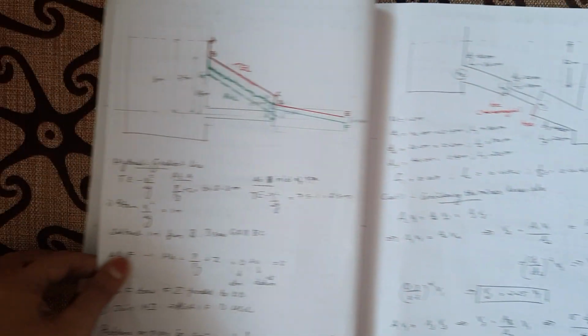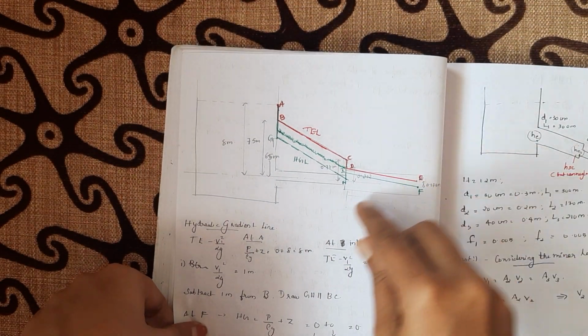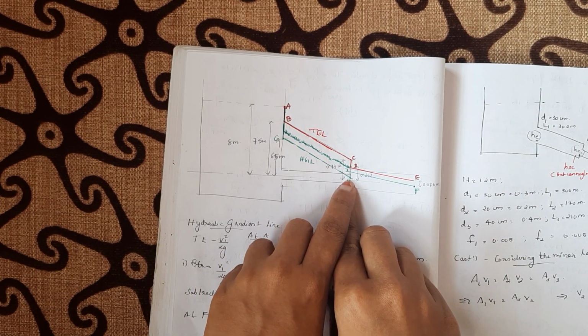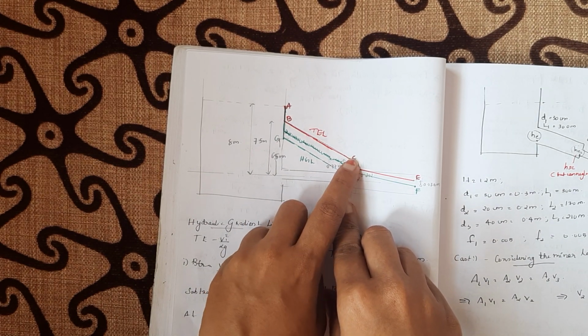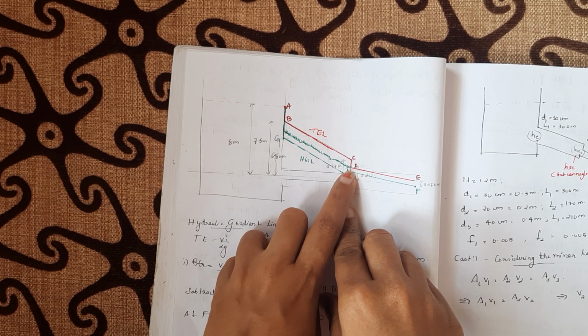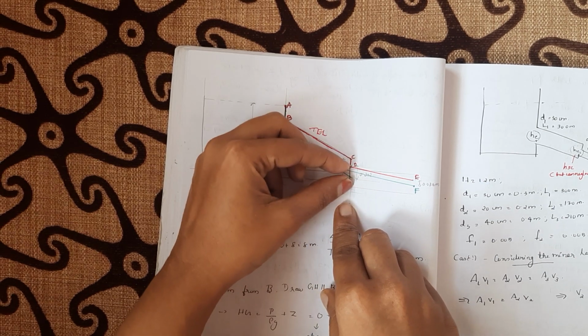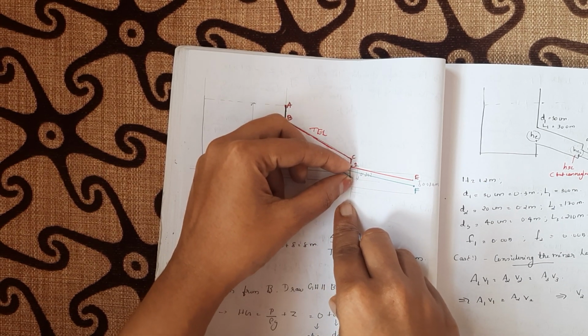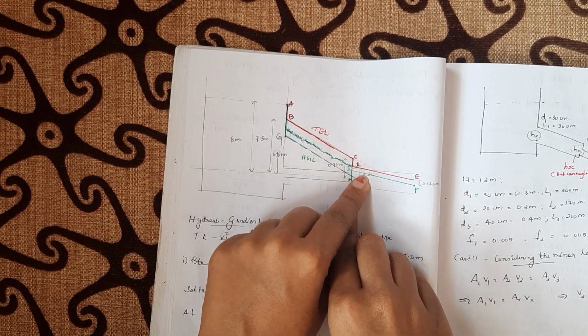Okay. I've marked it here. I hope it's clear. That is, at the exit of the pipeline, see, there's a small drop from C to D at this point itself. And we get finally this much as the total energy at that point, which is 0.202.